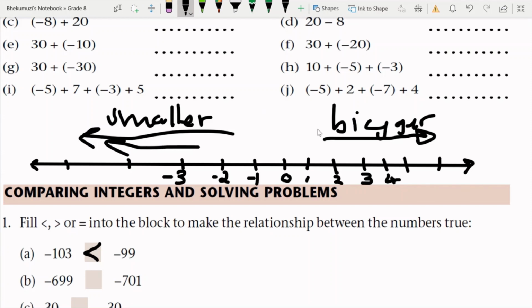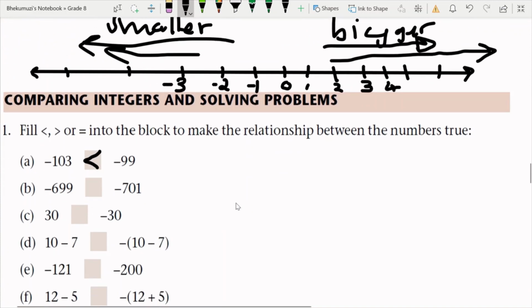But if I say -2 is bigger than -3, -1 is bigger than -2, 0 is bigger than -1, 1 is bigger than 0, 2 is bigger than 1, 3 is bigger than 2, 4 is bigger than 3, 5 is bigger than 4, and so on and so forth. You can see that whenever we're moving on the number line, it is getting bigger when we move to the right-hand side, right?